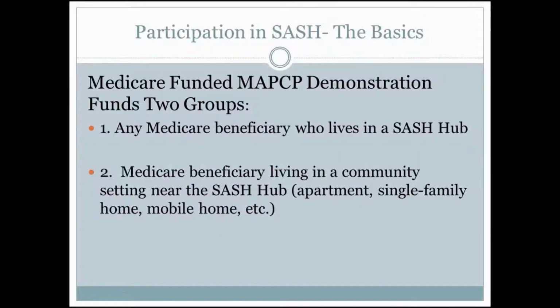I wanted to start off with funding sources, because I think it's important as SASH staff that you understand where our funding is coming from and how who participates in SASH is impacted by how we're funded. We talked a couple weeks ago about the fact that it's primarily a Medicare funding source that provides the funding for SASH. Primarily we have these 2 funding sources for SASH. We have the Medicare-funded MAPCP.